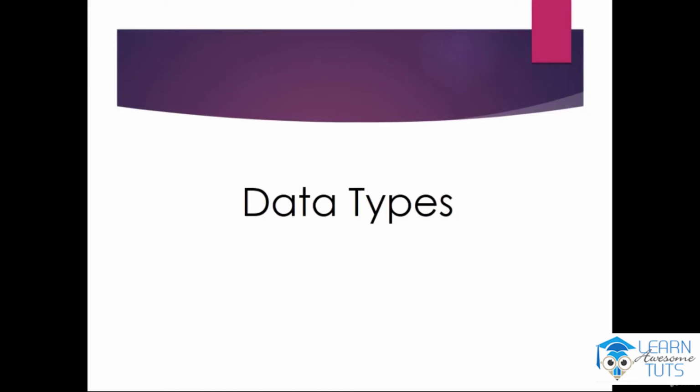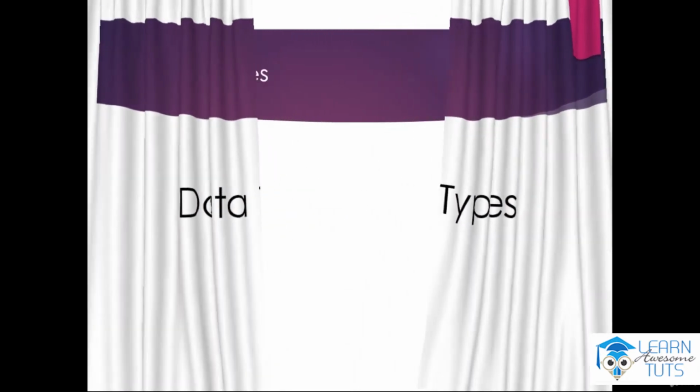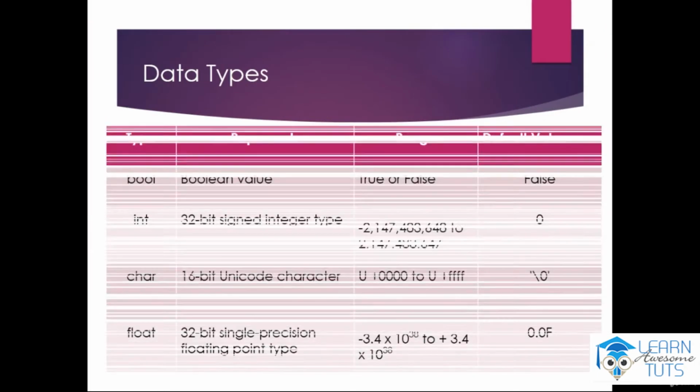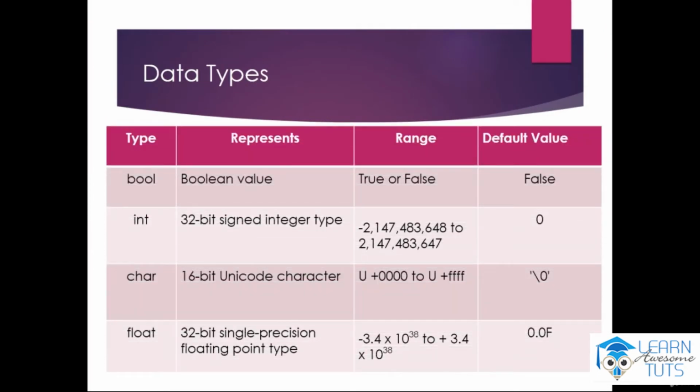So in the previous lesson we saw the fundamental concept of variables. In this lesson we are going to see data types. Actually, value type variables can be assigned a value directly. The value types directly contain data.